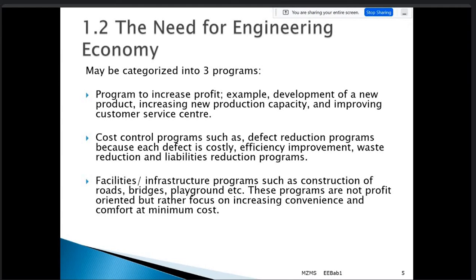Right. So normally we have three programs, and for these types of programs we need the engineering economy knowledge. For the last one, facilities and infrastructure, during the pandemic they stopped all this, because they didn't think it was the right time to increase the convenience and comfort of the customer or client. The focus was more on cost control programs, efficiency improvement or waste reduction, and then programs to increase profit.